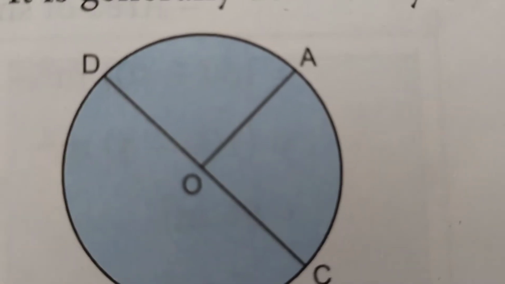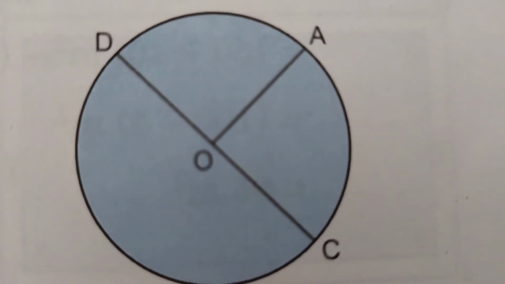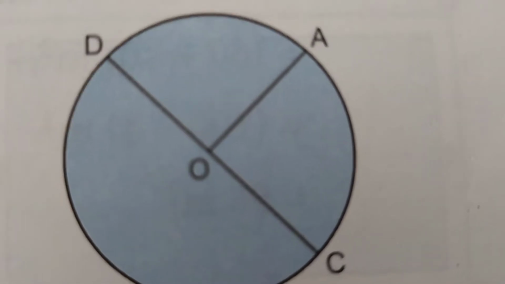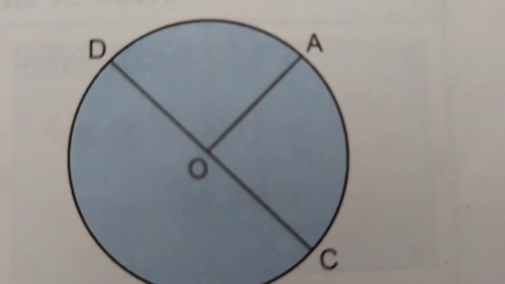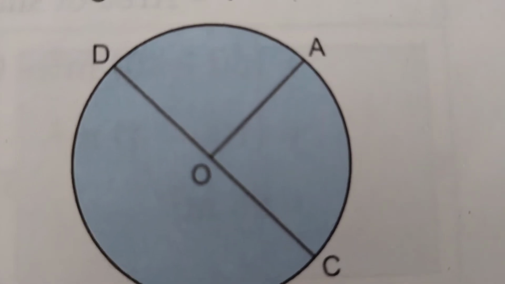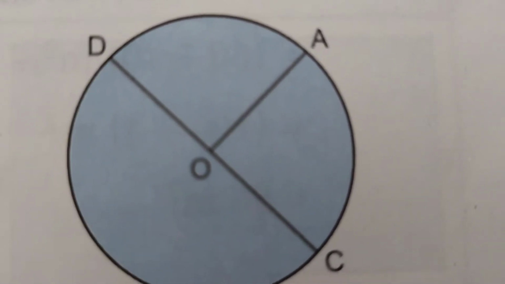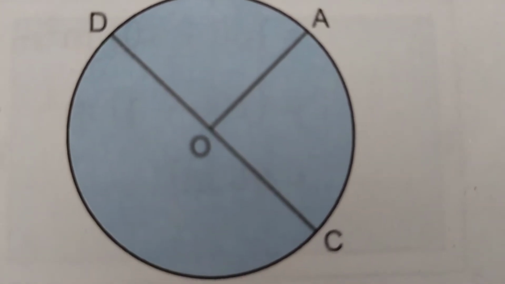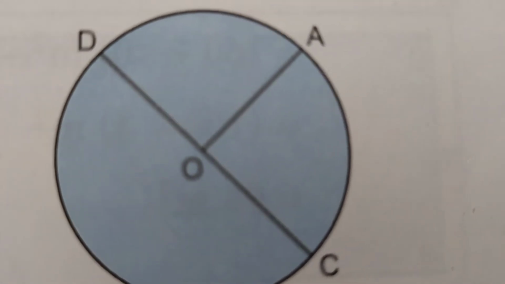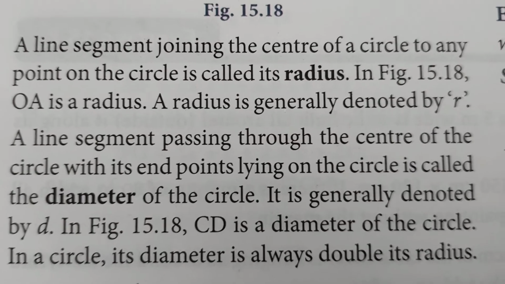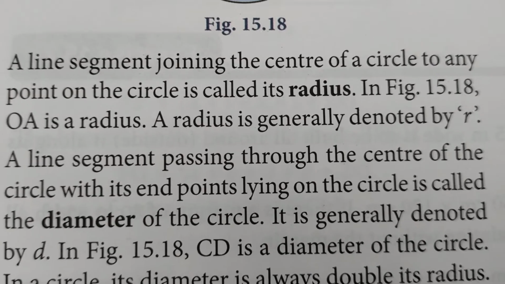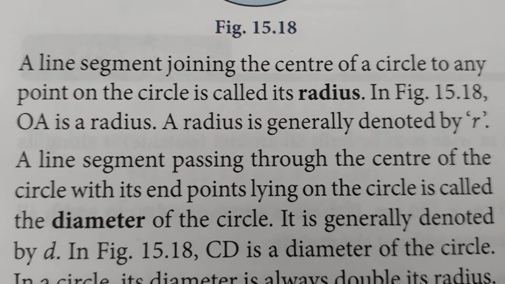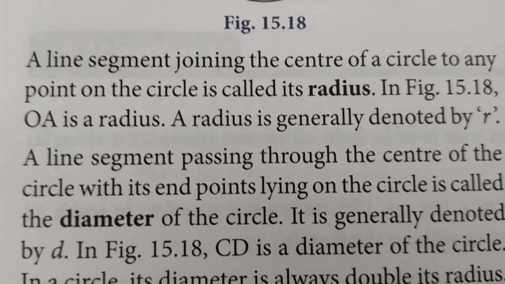Here you are seeing a circle. O is the center of the circle and OA is the radius. From the center of the circle to any point on the circle is called radius. So OA is the radius, and a line segment passing through its center from both ends, that is CD, is called the diameter of the circle. A line segment joining the center of a circle to any point on the circle is called radius. In the figure, OA is the radius. A radius is generally denoted by r.